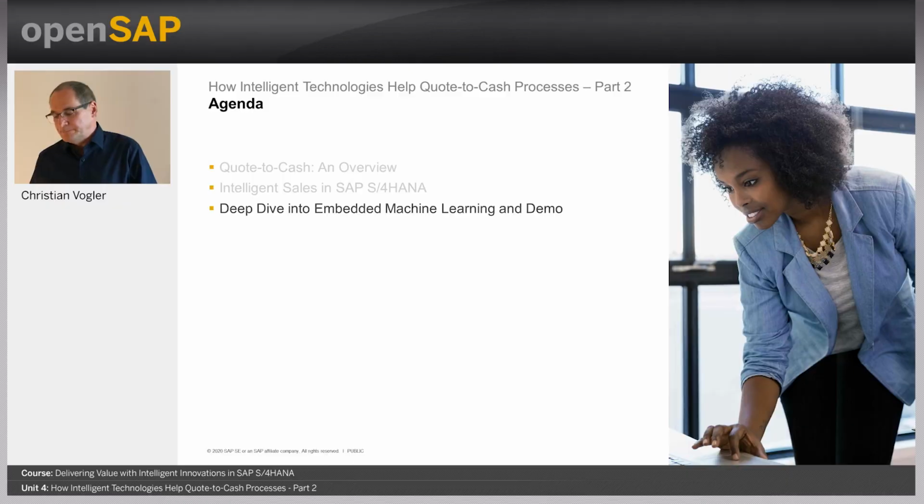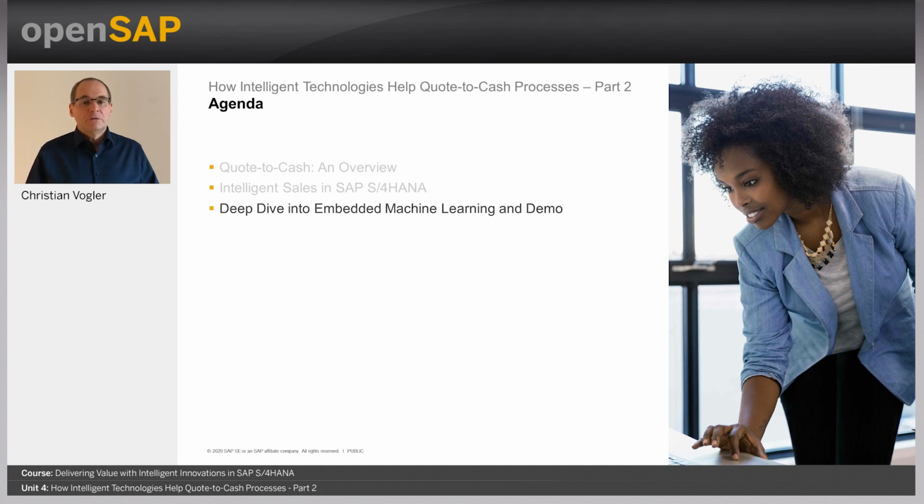Continuing our topic on how intelligent technologies help core to cache processes in this second session. Let's take a quick look at the agenda for this unit. In part one, I started with a short overview of the core to cache processes, followed by an introduction to intelligent sales in SAP S/4HANA and our motivation for it. From there, we will go one level deeper to focus on embedded machine learning.